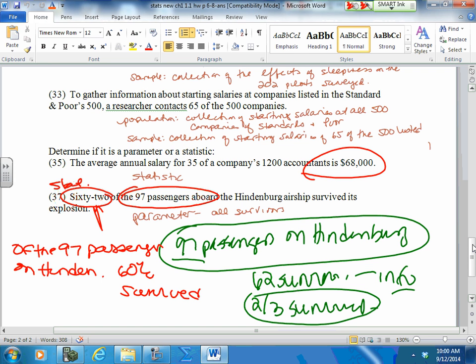It's tricky. So, of the 97, are there more than 97? No, 97 is our population. What did they tell us? What information did they tell us? 60% survived. Now, I'm taking this out. Because this is a population, this is called the parameter. 62 survived. That's where that 62 came from. Okay? You got to watch the wording. The wording on some of these gets a little tricky.